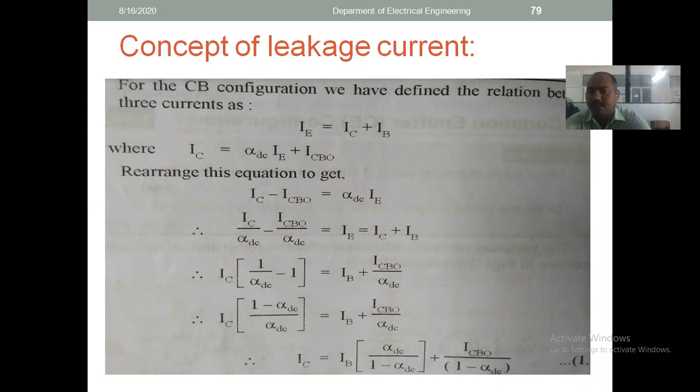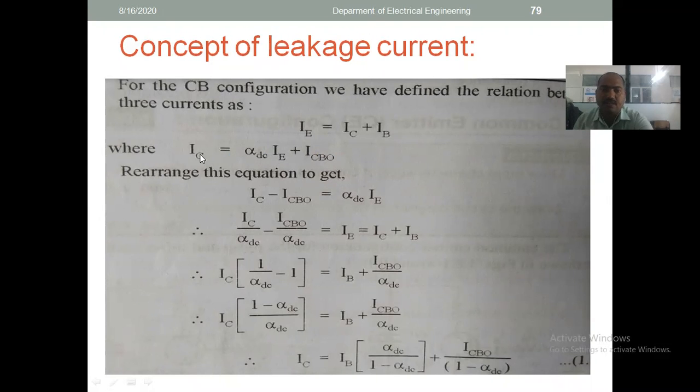The reason behind it is that the value of IB, the base current, is very less, a negligible value. That's why I equals IC, or I equals IC plus IB, and this is the equation. We also know the mathematical equation IC equals alpha DC into IE plus ICBO. When we calculate I equals IC plus IB, we know this is already the designed equation IC equals alpha DC into IE plus ICBO.